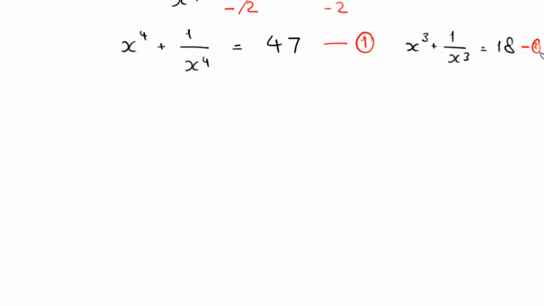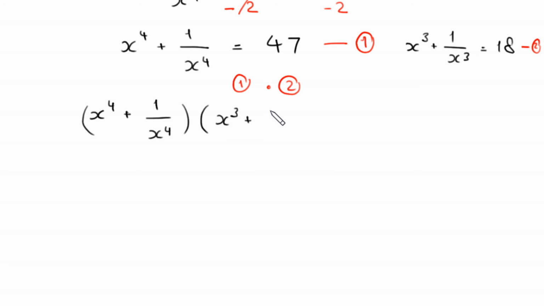To find the value of x to the power 7 plus 1 over x to the power 7, we multiply equation 1 and 2. So this will become x to the power 4 plus 1 over x to the power 4 times x cubed plus 1 over x cubed is equal to 47 times 18.